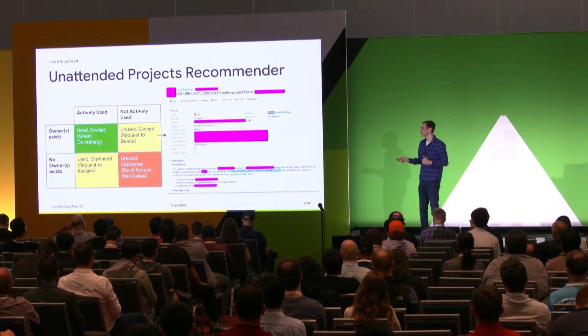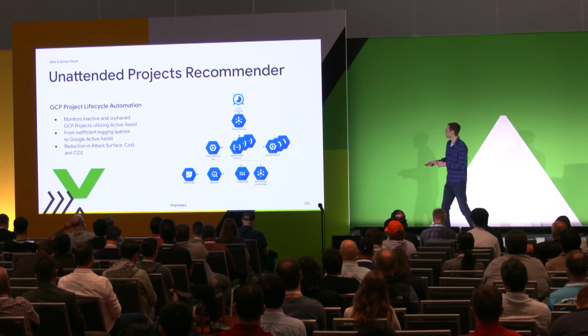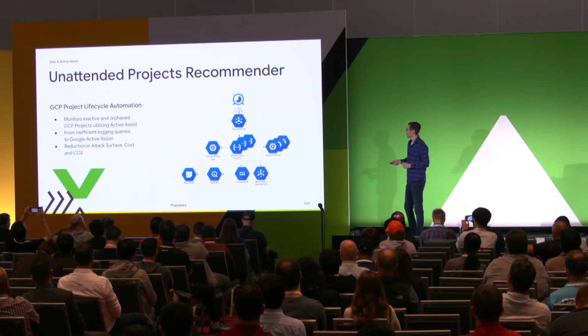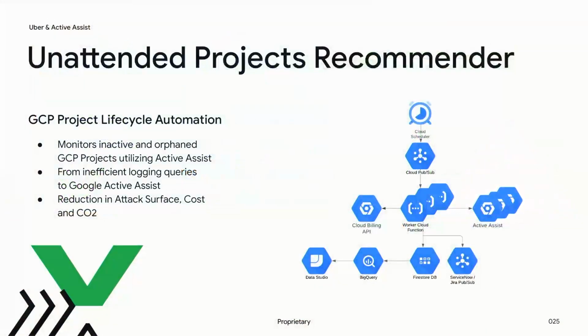Now, how did we build this? So on the right side, you can see the architecture. It's entirely on GCP, using GCP services. We have a cloud scheduler. Every now and then, it triggers, through PubSub, worker cloud functions. The cloud functions communicate with Active Assist, query Active Assist for project activity, and query the billing API for the project cost.